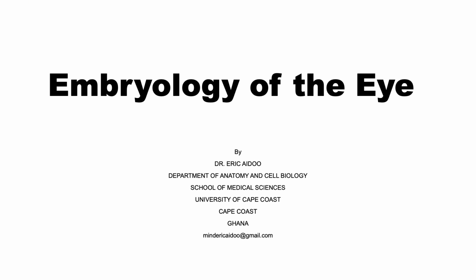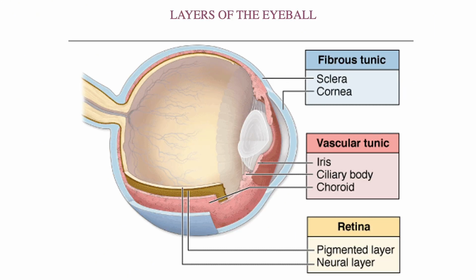I'm pleased to bring to you embryology of the eye. The eyeball has the fibrous tunic, vascular tunic, and the retina. The fibrous tunic is made up of the sclera and cornea. We will soon see the origin. The vascular tunic is made up of the iris, ciliary body, choroid.